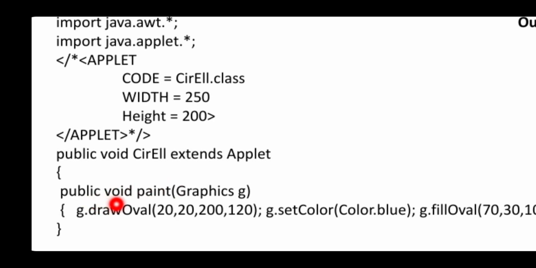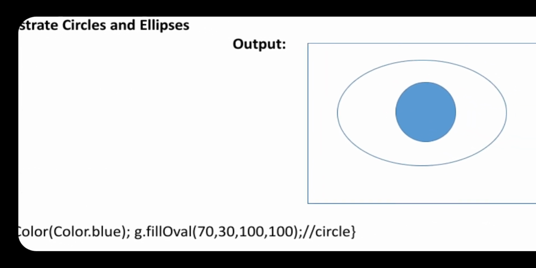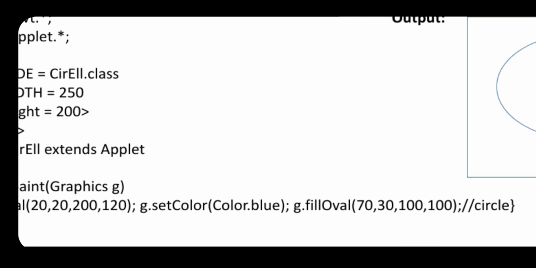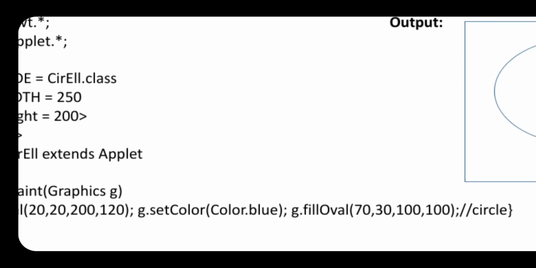So g.drawOval(20, 20, 200, 120). The first 20 is your imaginary rectangle, which sets a point to define the width as well as the height of the oval. So it is going to be drawn this way. 20 is going to be set here at the point, and this is going to be 200 by 120, the width and the height. Then you will be using another function called setColor. I want to set a color called blue.